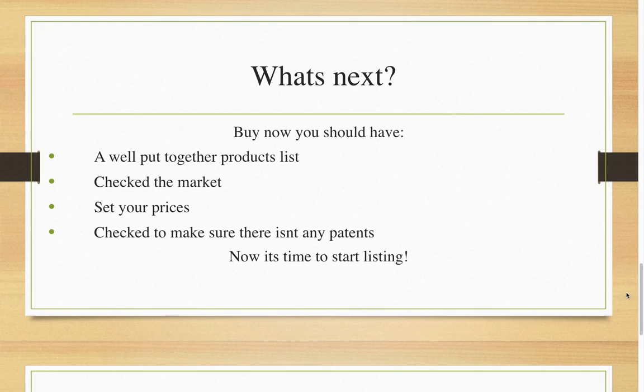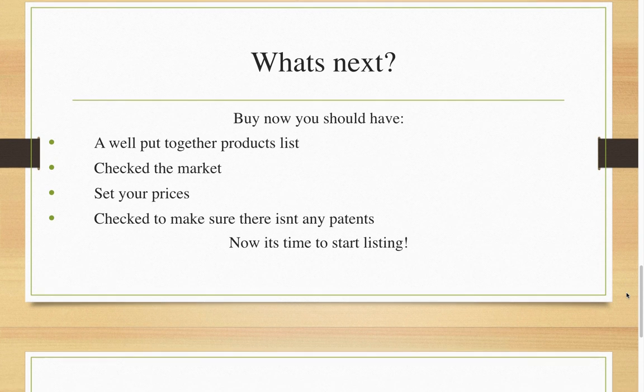So what's next? By now you should have a well put together product list with your prices. Check the market so that you can make sure that it's a good product that's selling with good reviews. Set your prices, check to make sure there aren't any patents, and after that you'll be ready to start listing. So go ahead and move on to the next video to see how to check for patents, and then the next one after that will show you how to start listing.